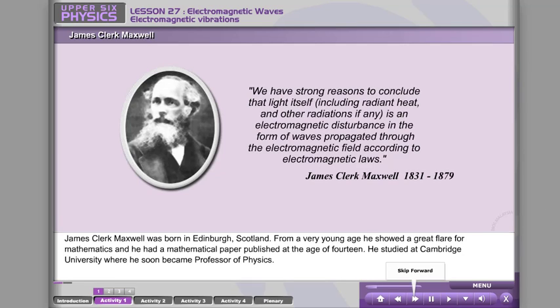James Clerk Maxwell was born in Edinburgh, Scotland. From a very young age, he showed a great flair for mathematics, and he had a mathematical paper published at the age of 14. He studied at Cambridge University, where he soon became professor of physics.